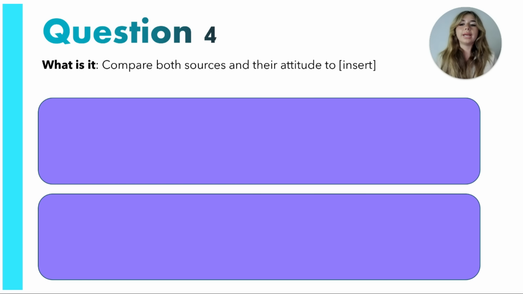Question 4, what it is: compare both sources and their attitudes to insert. Sometimes it says attitudes or it says viewpoints, but either way, they're kind of opinion, really. The marks for this are 16 marks. So this is the second heaviest weighted question in the whole paper, and this is the question that you will do second. So you're going to start with persuasive writing, and then you're going to do this one second.